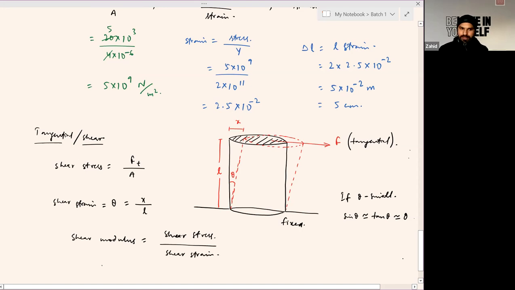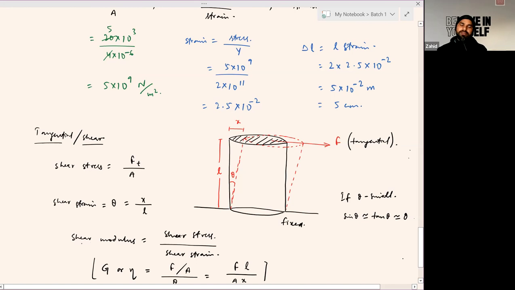Shear modulus is denoted by G or sometimes eta, equal to shear stress F divided by area of cross section A, divided by theta, or you may rearrange it as F times L divided by A times X.